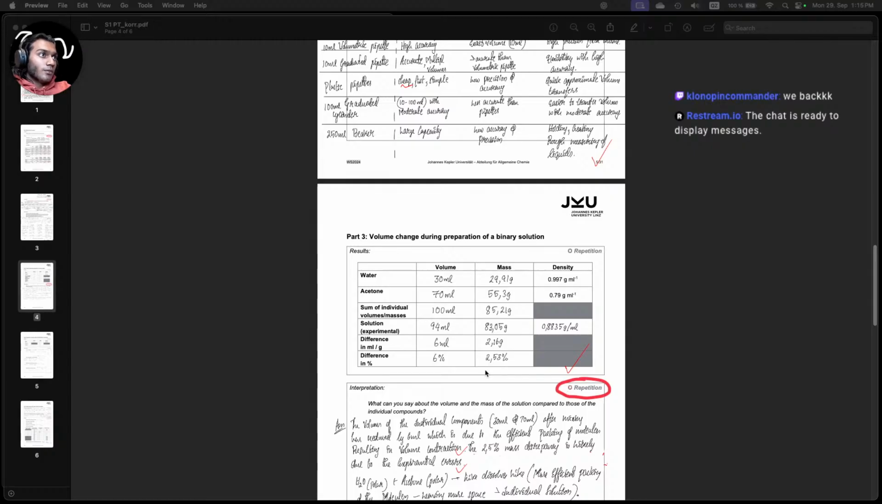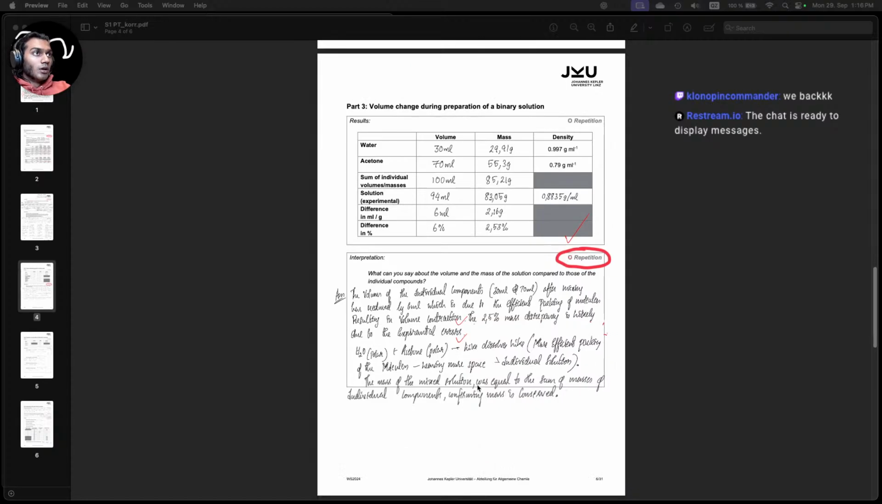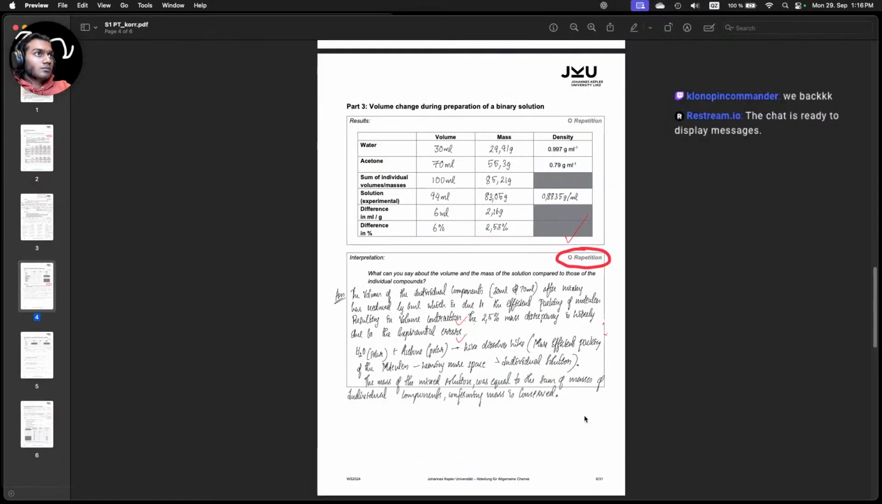Now, interpretation of volume change during preparation of a binary solution. What can you say about the volume and mass of the solution compared to those of the individual compounds? The volume of the solution after mixing has reduced by 6 milliliters, which is due to the efficient packing of molecules, resulting in volume contraction. The 2.5 mass discrepancy is likely due to experimental errors.